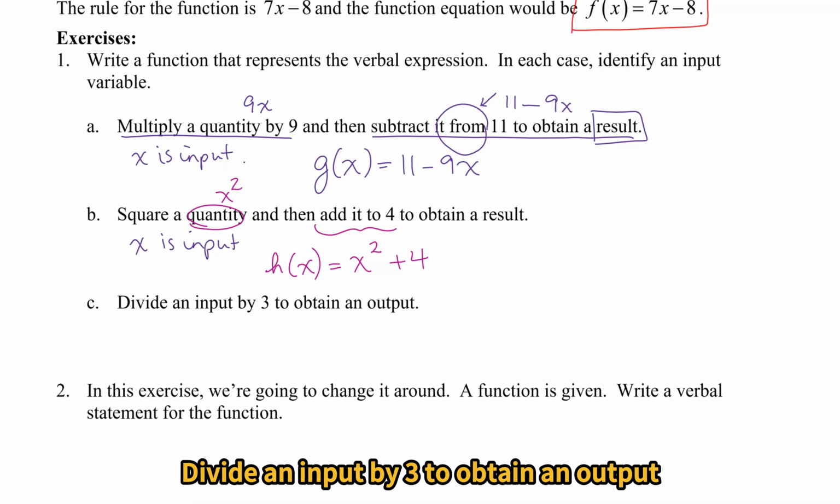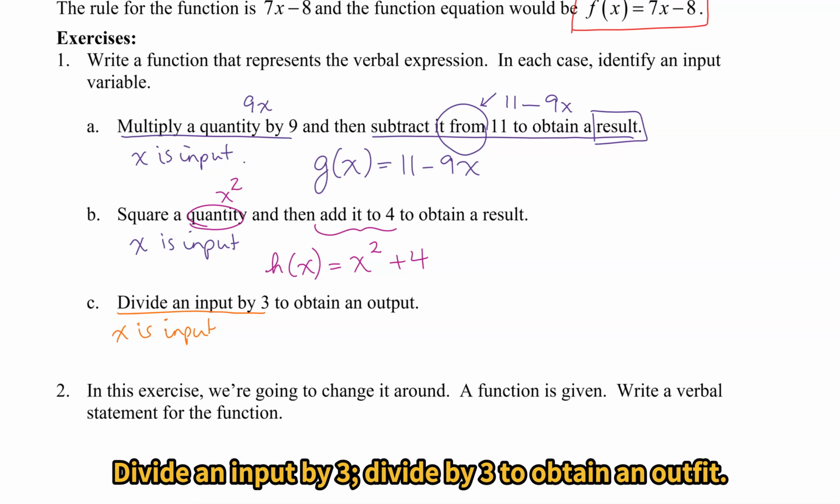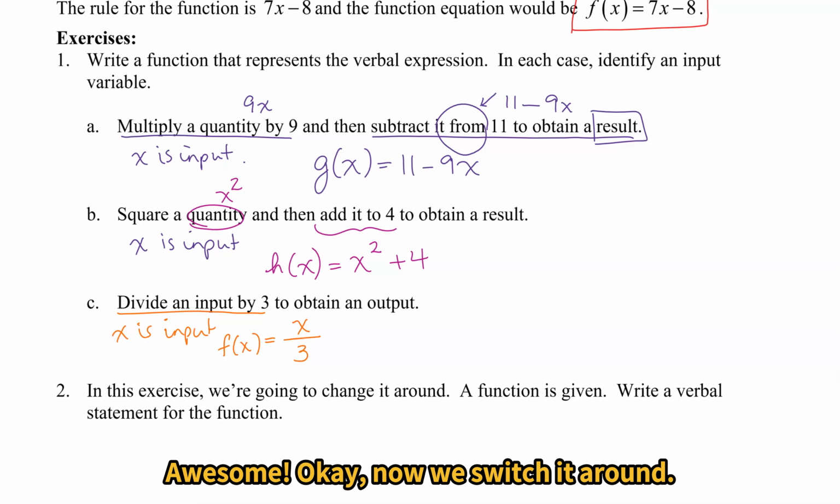Divide an input by 3 to obtain an output. Well, our input's going to be x. Divide an input by 3. Divide by 3 to obtain an output. We'll call this one f of x again. f of x equals x divided by 3. Awesome. Okay, now we switch it around.